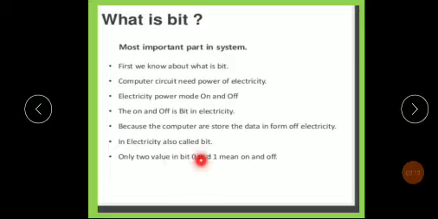So a bit is the smallest unit of computer memory, because memory is stored in the form of electricity, in on and off form. So the bit is the smallest unit of a computer.